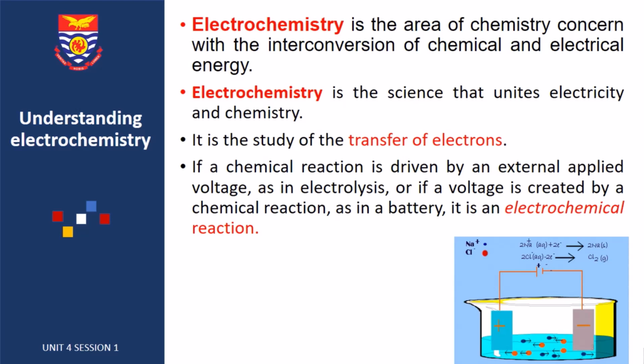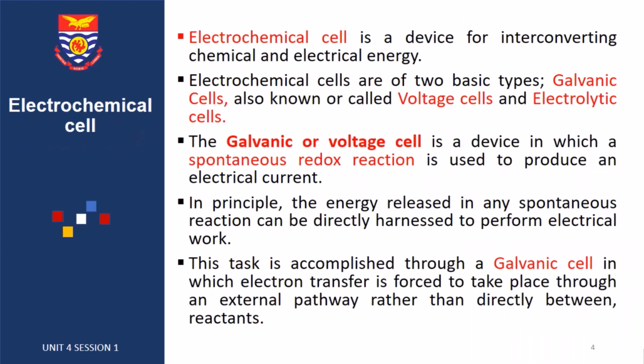So there are two components of electrochemistry: using a spontaneous reaction to generate electricity, or using electricity to cause a non-spontaneous reaction to occur. These are the two components of electrochemistry. When we talk about an electrochemical cell, basically it is a device for interconverting chemical and electrical energy. Electrochemical cells have two basic types. We have the galvanic cells, which are also called the voltaic cells, and the electrolytic cells.